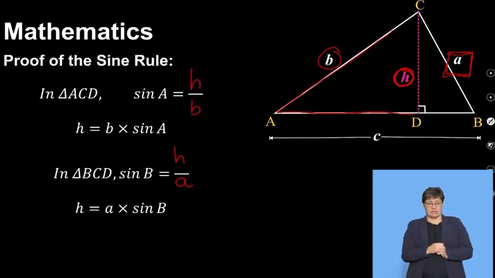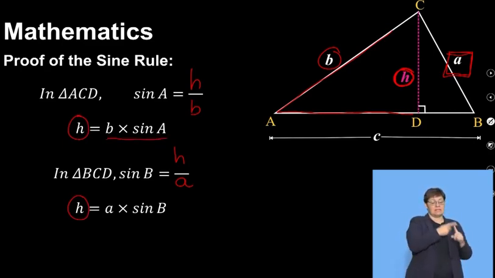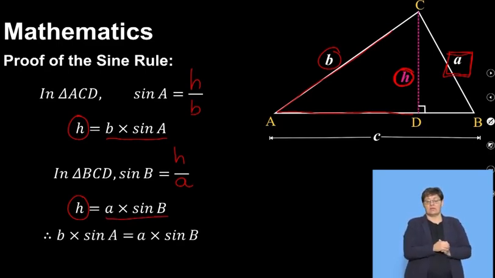Now, where are we going with this proof? We've got two different equations that both equal h. So what we can do now is equate both right-hand sides together. We can equate b sine A with a sine B, because they're both equal to h. And we can now construct a new equation that looks like this: b sine A is equal to a sine B. Pretty simple. We found sine A, we found sine B, we made h the subject of the formula, and now we're equating both right-hand sides. The next part of our proof is really simple.